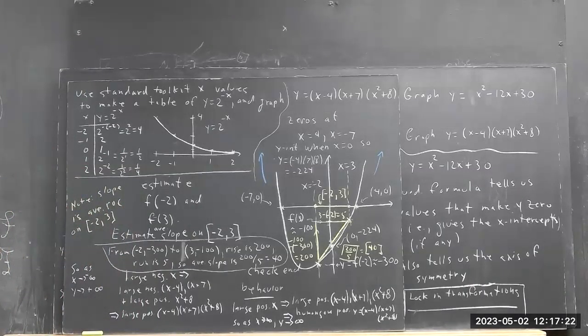Now, one of the problems you see on the practice test is make a table and graph y equals 6 to the x. Okay. Well, you get bigger numbers. It'll be as big as 36 and as little as 1 over 36. But you just follow the process and you get it.